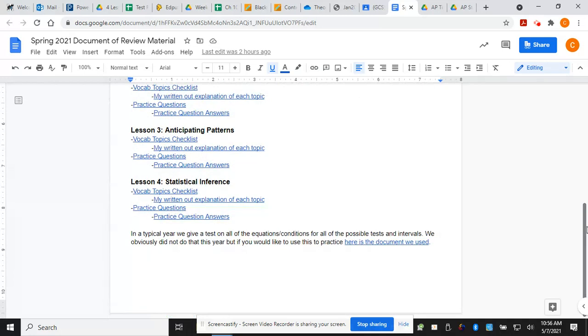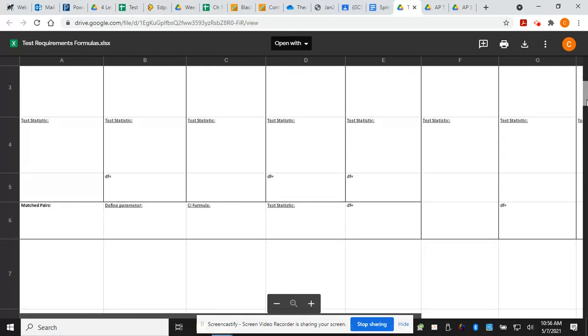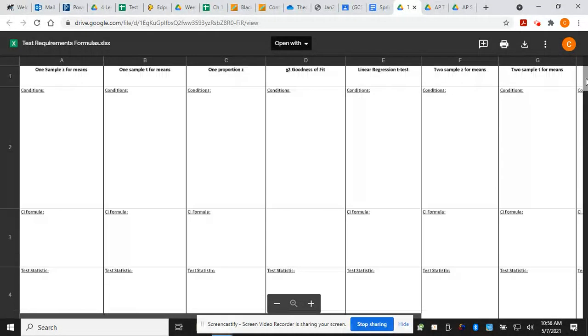There's this last one. Usually every year we give a test that we didn't do this year. And it's just filling out this chart. So like a 1 sample Z, what are your conditions? What's the confidence interval formula? What's the test statistic? And some of them have degrees of freedom and some don't. But we usually give this as a test. We just didn't have time for it this year.